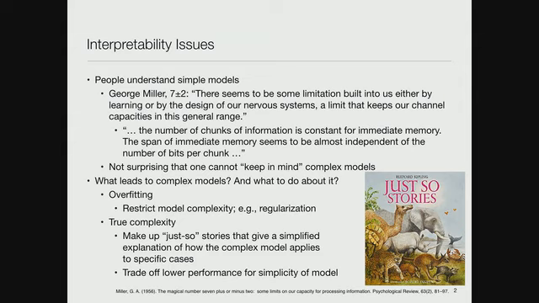There's a very interesting bit of history. How many of you know of George Miller's 7 ± 2 result? Only a few. So Miller was a psychologist at Harvard, I think, in the 1950s. And he wrote this paper in 1956 called The Magical Number 7 ± 2, Some Limits on Our Capacity for Processing Information. It's quite an interesting paper.